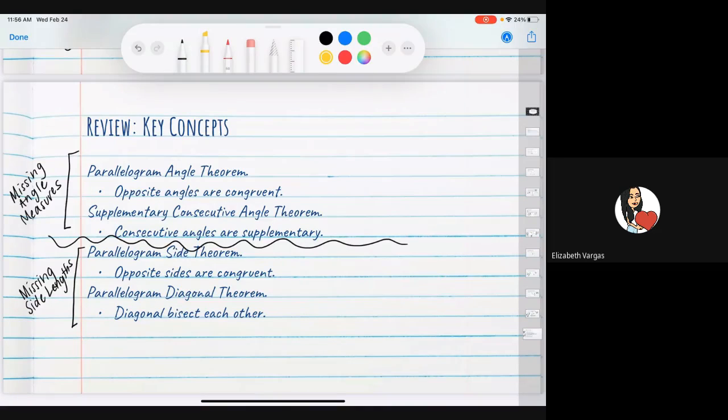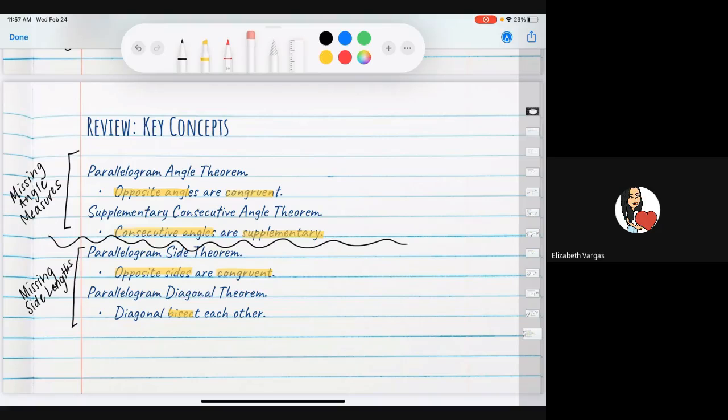Right? And so the parallelogram angle theorem basically told us that opposite angles are congruent. The consecutive angle theorem told us that consecutive angles that share the same side are supplementary, so they equal 180 degrees. The parallelogram side theorem told us that opposite sides are congruent, so they're equal to each other. And the parallelogram diagonal theorem told us that diagonals bisect each other, bisect meaning they create two congruent halves. Does anyone have any questions about any of the different terms that I've highlighted here? Opposite angles, congruent, consecutive angles, supplementary, opposite sides, or bisect?